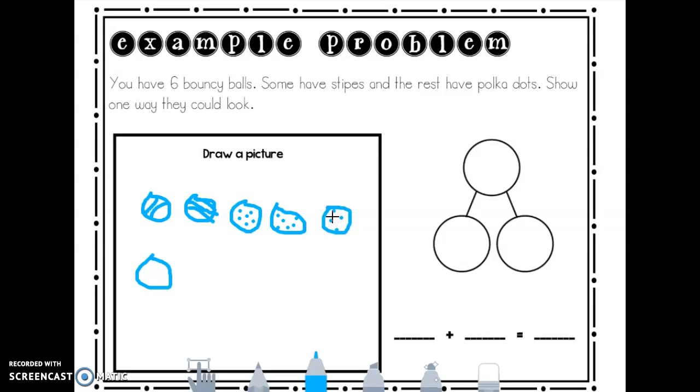And just like in the other problem, once I have my picture, I'm going to fill in my number bond and my number sentence. So we already knew the whole from the story. It says you have 6 bouncy balls. All together, I should have 6 as long as I drew the correct number. 1, 2, 3, 4, 5, 6. Now my parts were created by making some of them striped and some of them polka dots. So I have 1, 2 that are striped, and the rest are polka dots. 1, 2, 3, 4 of them are polka dots.